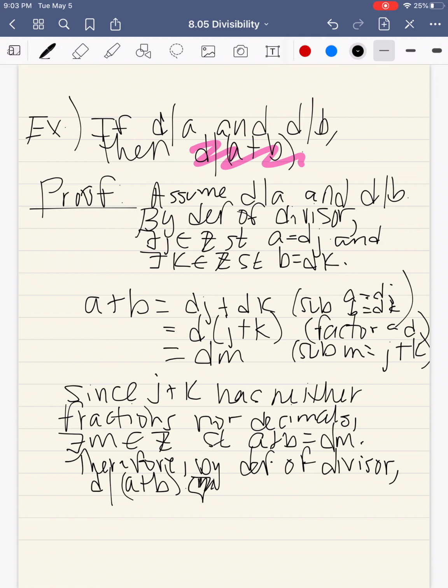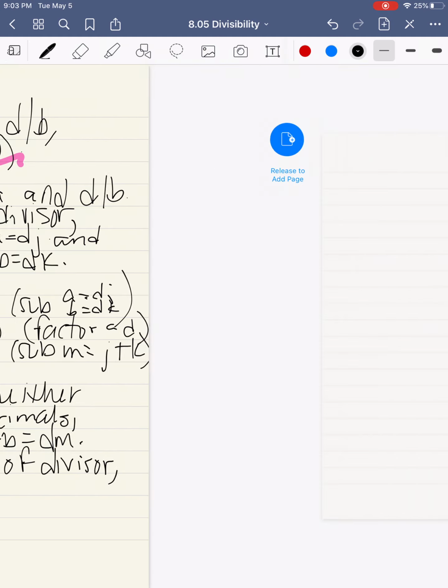So as you can see, these proofs can be pretty simple. They're pretty similar to the proofs that we've done before with even and odd. But now we are using a different definition. So we're no longer using even and odd, we're using divisibility. So let's look at another proof that's a little bit more complicated.